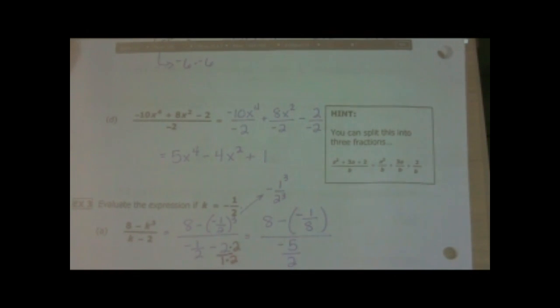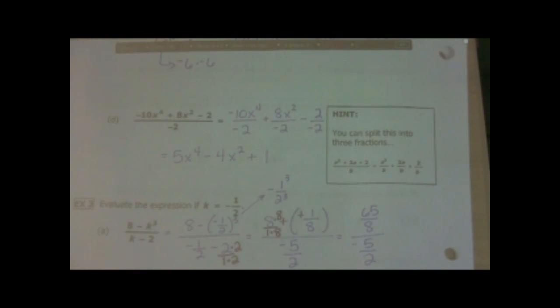Now, go to my numerator. First of all, this is just subtraction. Minus a negative is plus a positive. Put a 1 under your 8, so it is a fraction. I need a common denominator, I need it to be 8, so I'm going to multiply this by an 8 and this by an 8. Now I have a common denominator of 8. I have 64 here, 8 times 8, plus 1 is 65. And this is over -5/2. Don't freak out, this isn't bad.